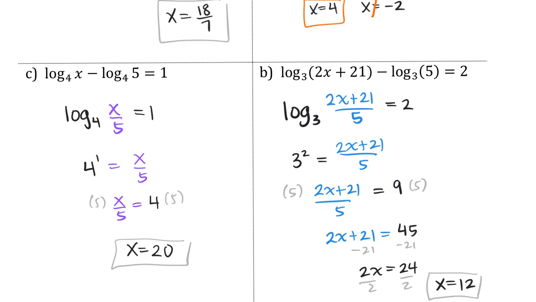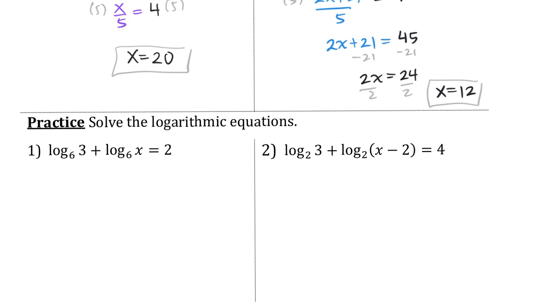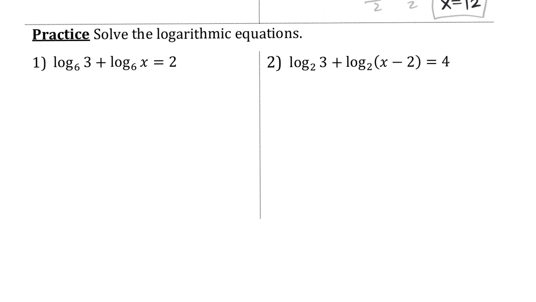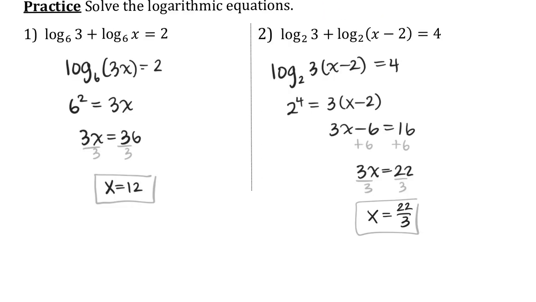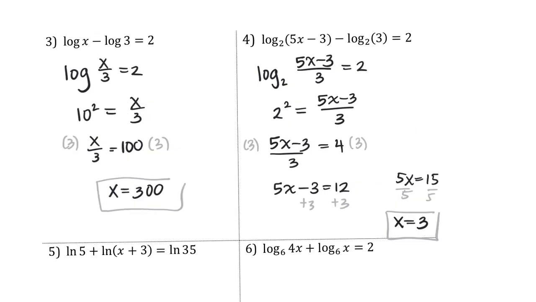Okay, you're going to go ahead and try the practice problems. Unpause when you're ready. The answers are at the bottom. Okay, for number 1, x equals 12. For number 2, x equals 22 over 3. Okay, number 3, x equals 300. For number 4, x equals 3.